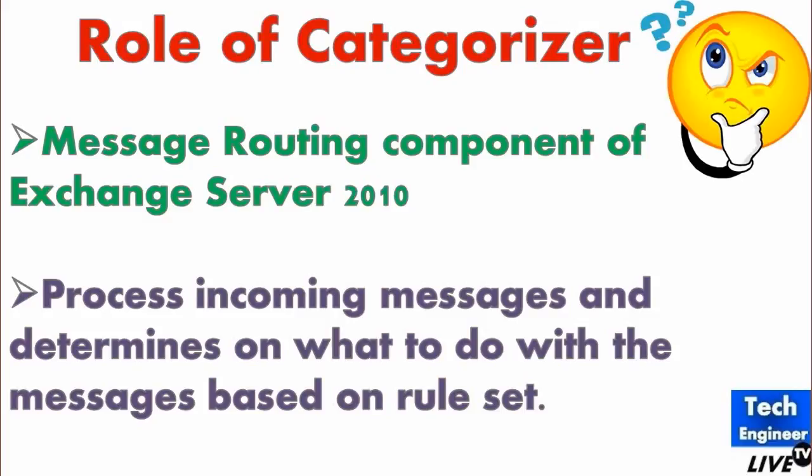Whatever rule you have set on the transport rule, it will behave according to that. For example, you send a mail and you set some conditions, and according to some action it needs to filter out, then the categorizer will do that. Let's enhance this more.